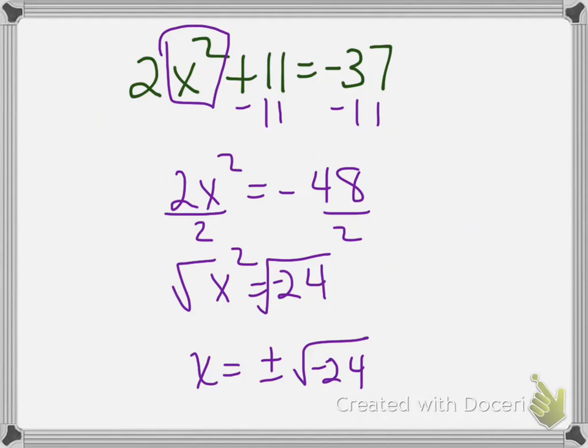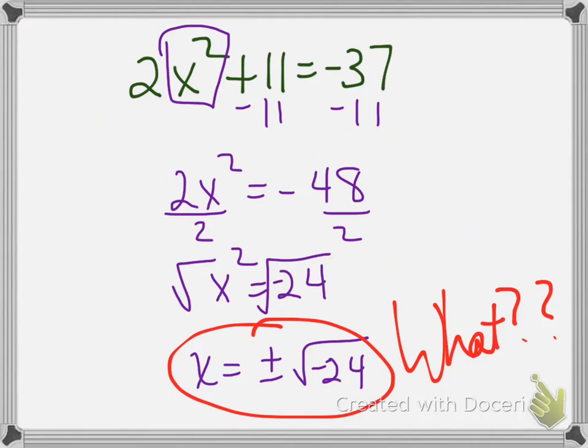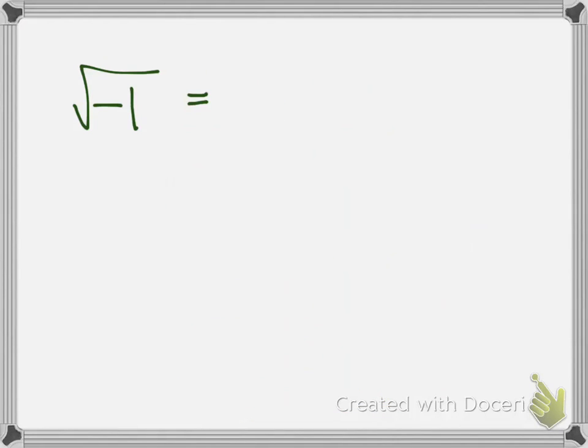Okay, so we kind of have a problem here. What is this thing? Can you take the square root of negative 24? Can you take the square root of any negative number? The answer to that is no, we can't. In real numbers, this does not work. We can't take the square root of a negative. But this does happen enough in mathematics that we have developed a way to describe what you get when you have the square root of a negative number.